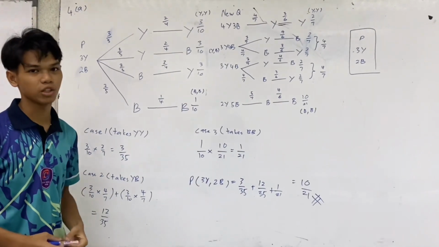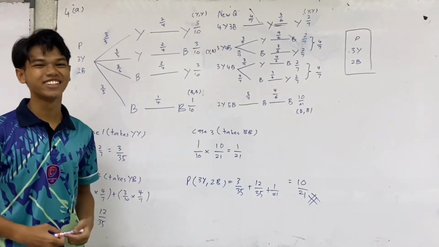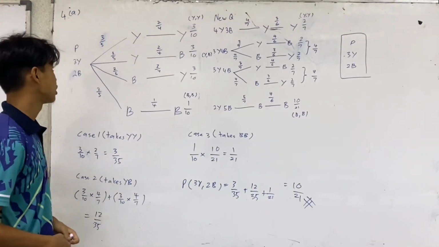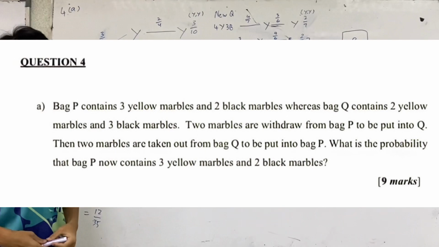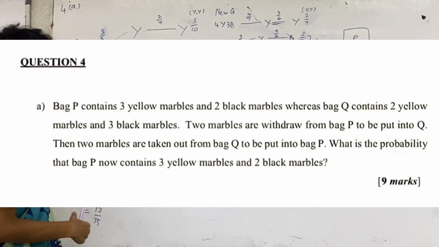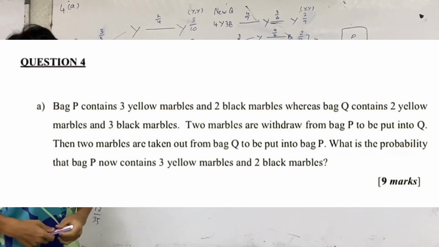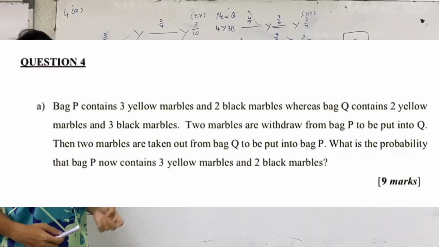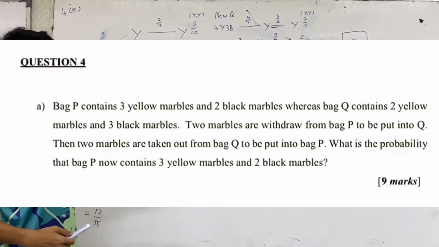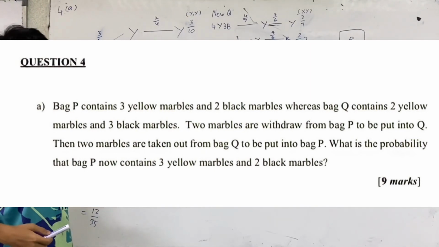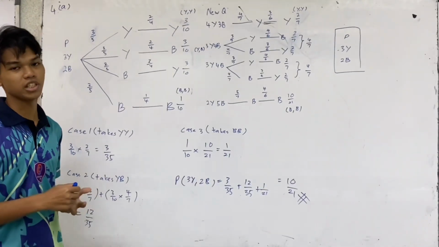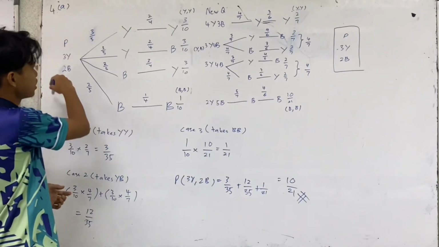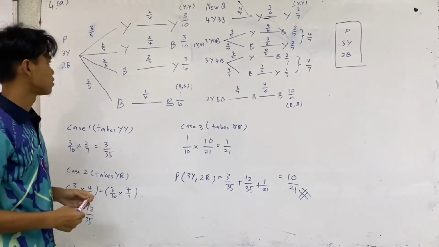Today I will present the questions for part A. The question said that we must take two marbles from P to form the new Q. And from the new Q, we take another 2 marbles to form the P that contains 3 white marbles and 2 black marbles. For these questions, we can conclude in 3 diagrams.